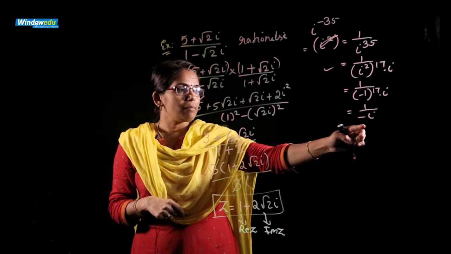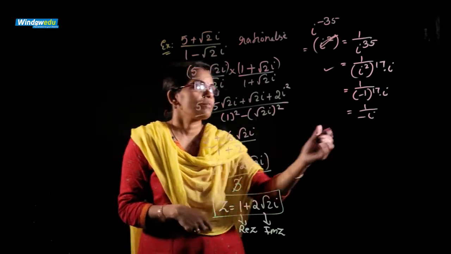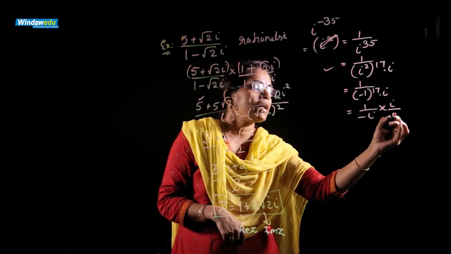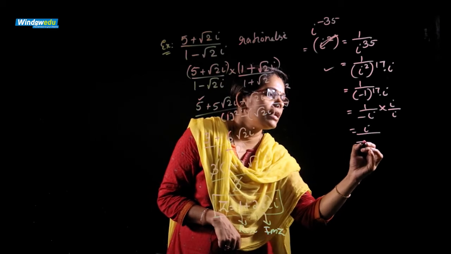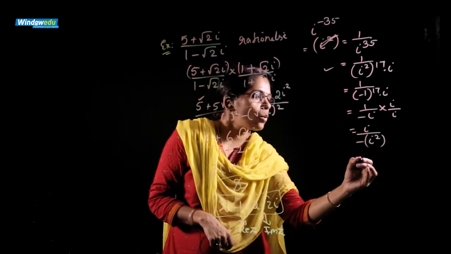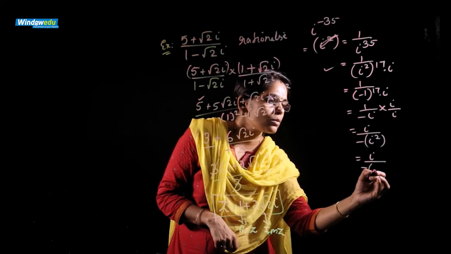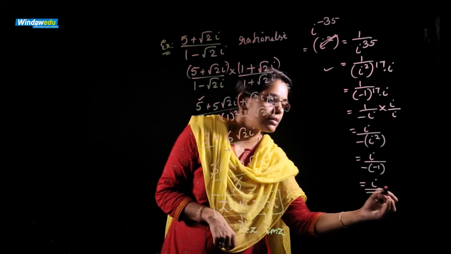So, when this imaginary number, that is i, comes in denominator, we again rationalize it. Into i divided by i. This will give us i divided by negative i square. Okay, we know the value of i square, so negative i, negative positive will give us i.